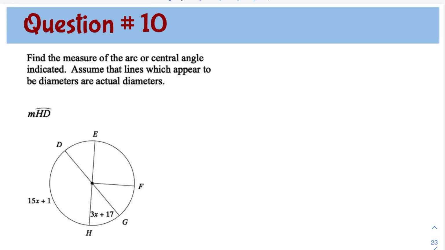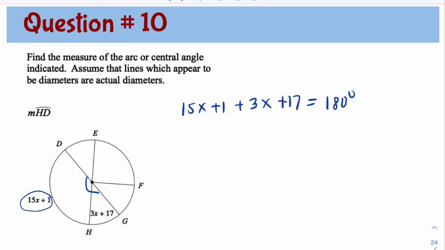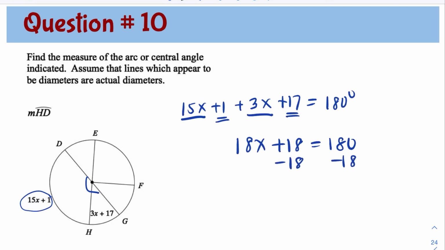Question number 10. Find the measurement of arc HD. So here, we need to first find the value of x before we can solve for the measurement of arc HD. Also using the concept of a semicircle, we can add 15x plus 1 and 3x plus 17. That should add up to 180 degrees. Now we can simplify the left side first by combining 15x plus 3x, which is 18x. We can combine 1 and 17, that's plus 18, is equal to 180. Solving for x, we can subtract 18 first from both sides, doing the inverse operation. And now we have 18x is equal to 162. Dividing both sides by 18, so 18 can go into 162 9 times.